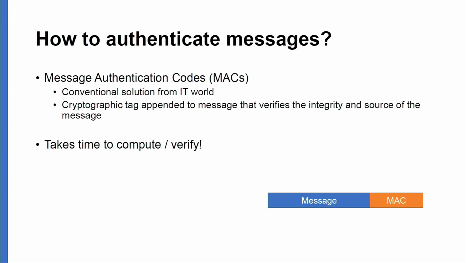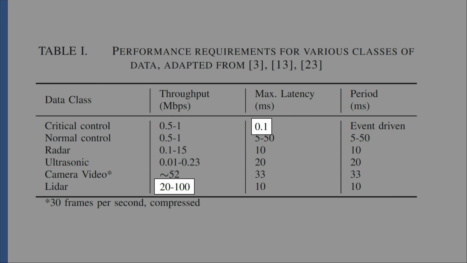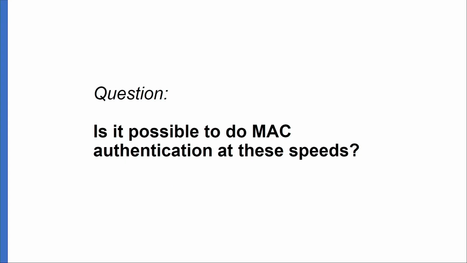How do we authenticate messages? Well, a very common solution from IT is a message authentication code, which is a cryptographic tag that you put at the end of a message, and you can use it to verify the source. But this takes time to compute and verify. And in cars, we don't always have that time. The requirements for data vary dramatically depending on the kind of data, but it can be as low as 0.1 millisecond for latency and up to 100 megabits per second in throughput. And so when you combine multiple data classes, sometimes you have very, very little time to do these calculations. So the question is, is it even possible to do MAC authentication at these speeds?